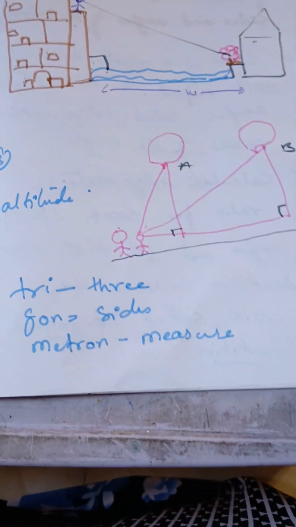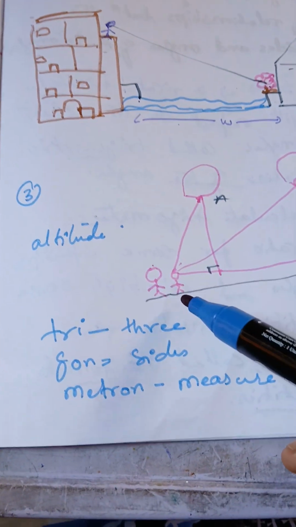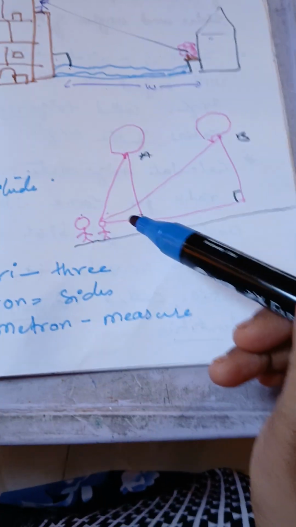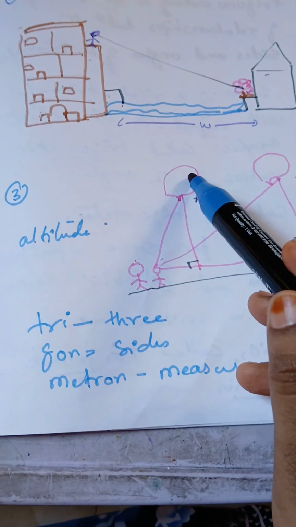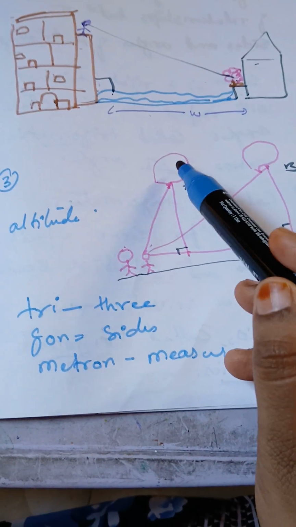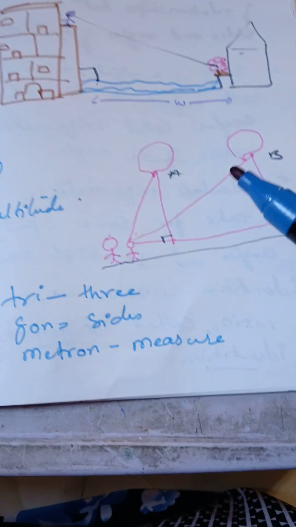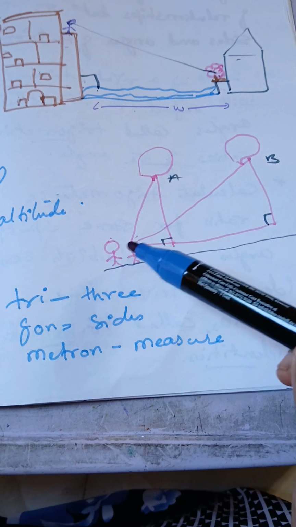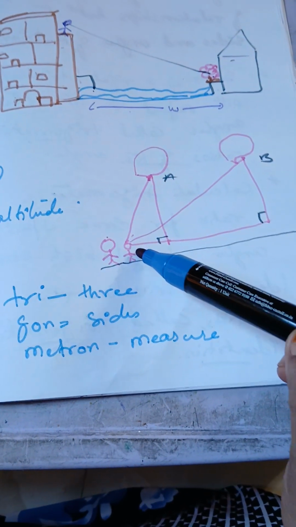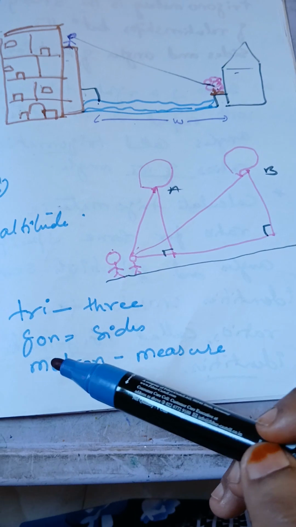Thirdly, there is an example given that a small girl comes out of the house and sees a balloon in the sky. She saw the balloon and rushed inside the house, and she called her mom. When mother and daughter came together, the balloon was somewhere here.